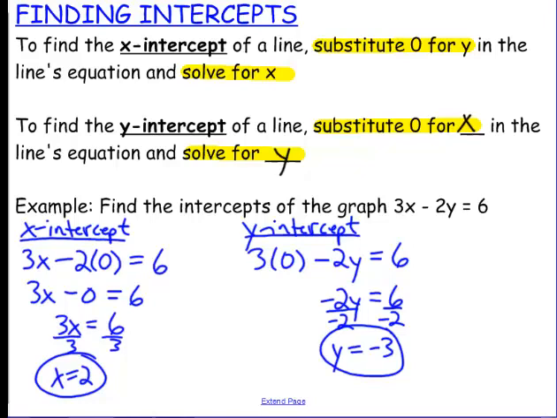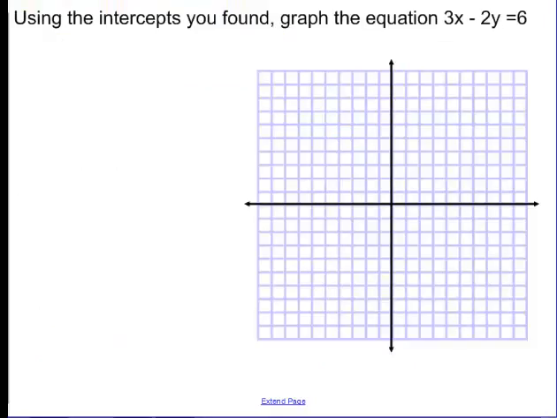What helps us with this now is we have a new method for graphing. Instead of using a table and finding 3 ordered pairs, we're going to use these 2 ordered pairs to graph our line. So if you move along in your line, we're looking at on your notes. This is the same equation that we just talked about. It says use the intercepts you found, graph the equation.